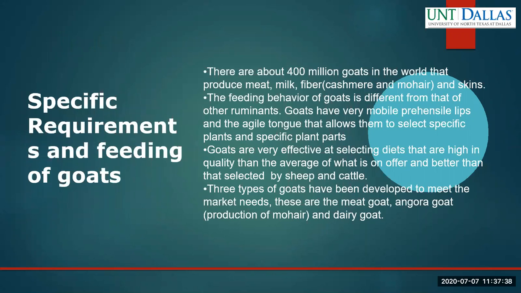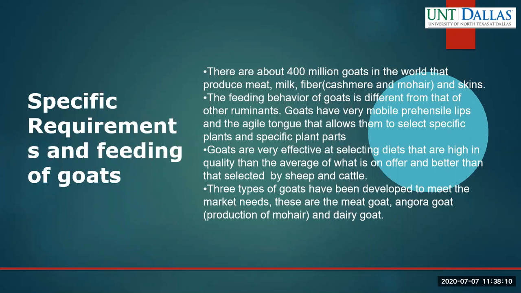So, the specific requirements of feeding of goats. That was all about the sheep. So the specific requirements and feeding of goats: there are about 400 million goats in the world that produce milk, meat, fiber, that's the cashmere and mohair, and the skins. Unfortunately, much less is known about these goats than about sheep or cattle, so much of the nutrition information is derived from sheep and cattle.